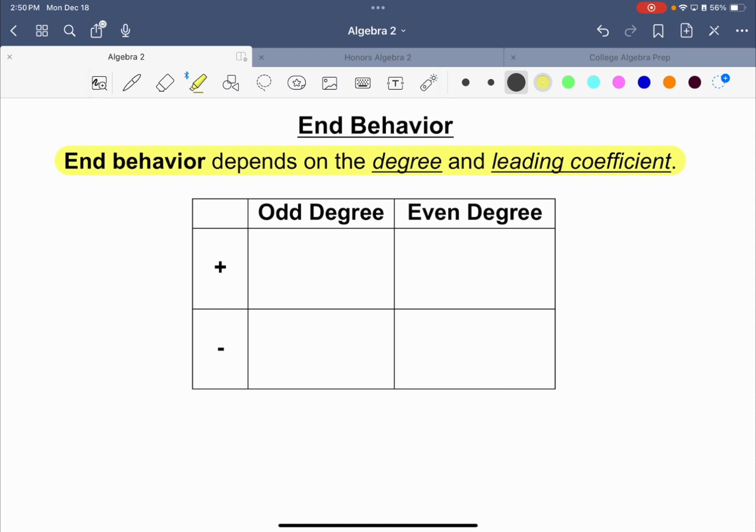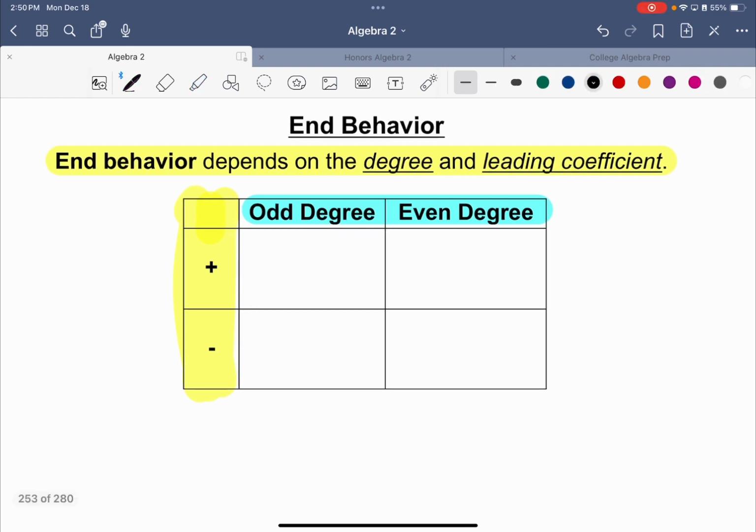So this first column, I'm sorry, that's the positive or negative. That's talking about your leading coefficient. Okay. These are talking about the degree of your polynomial. In the middle is kind of what the graph would look like.